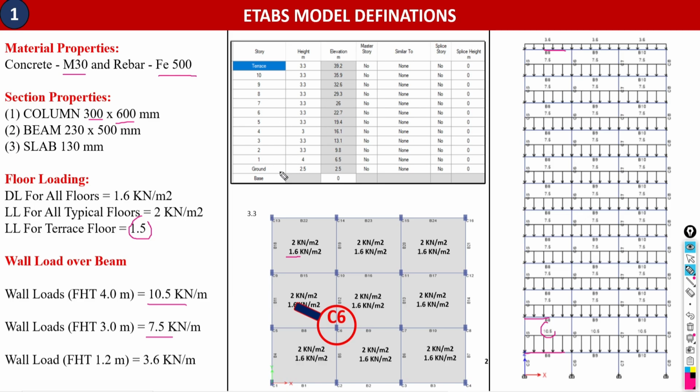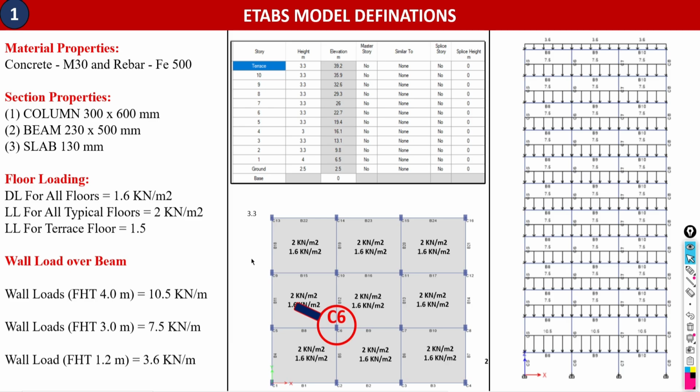The height definitions are given here. Base is considered at 0 level, ground is considered as 2.5 meter, and the first floor is taken at a height of 4 meter. Rest of all the floors have a height of 3.3 meter, right? So this is the definition of the proposed project and model, and we are going to create that model in our ETABS software. After that, we perform the analysis, and after the analysis we get our analysis results.